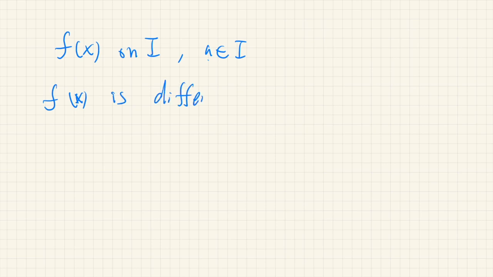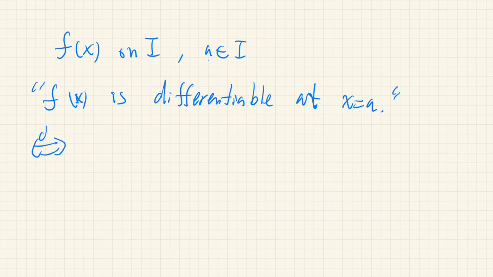Alright, in this video we study differentiation of univariate functions. Okay, let's start. First definition. Say we have a function f of x defined on some interval I, where this interval includes a point a. We say f of x is differentiable at x equal to a. When we say this, we mean the following.